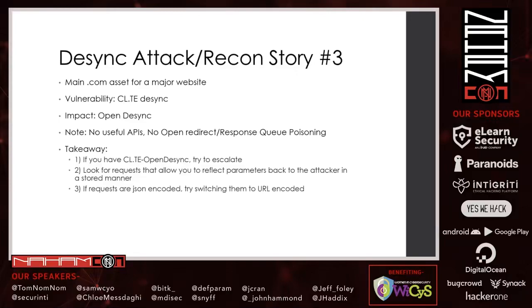But if you're able to store it back to the attacker in some way, either through an email or through some sort of field that is associated with the attacker session, that you can later go and look and see what information was stored in that field, you may have the victim's token that is stored in the web request. And then third, if requests are JSON encoded, just try switching them to URL encoded, because a URL encoded body is useful for this exact type of attack in which you could potentially steal the entire victim's web request.